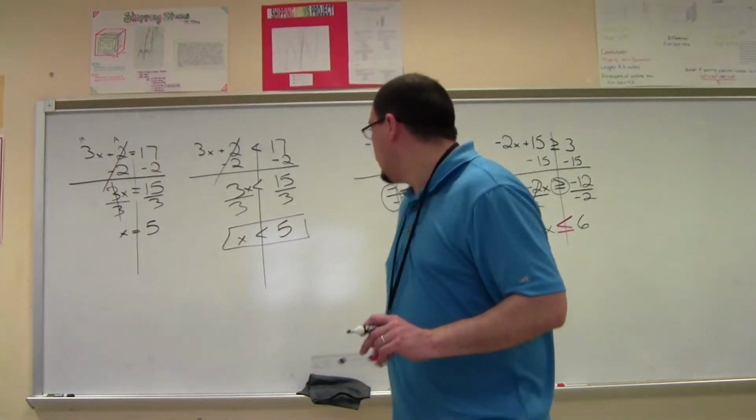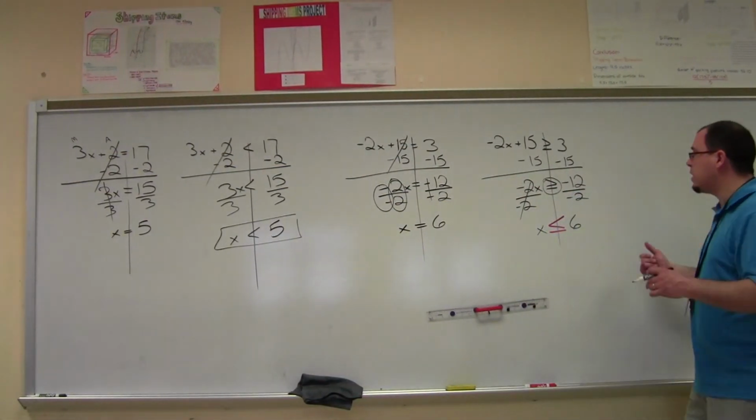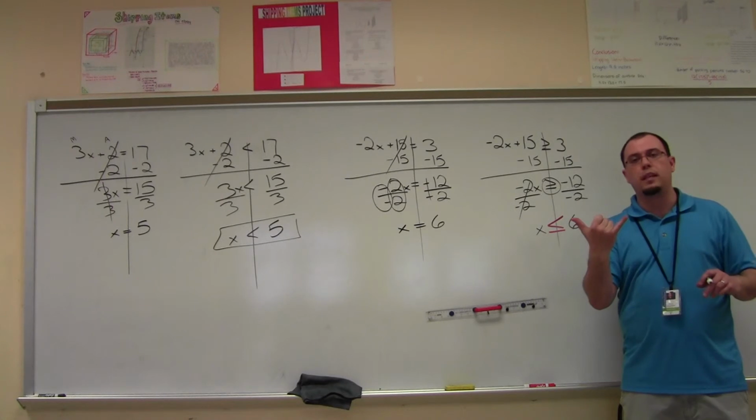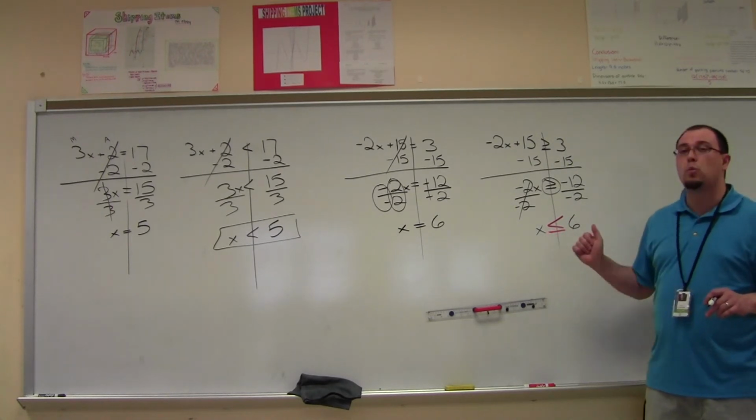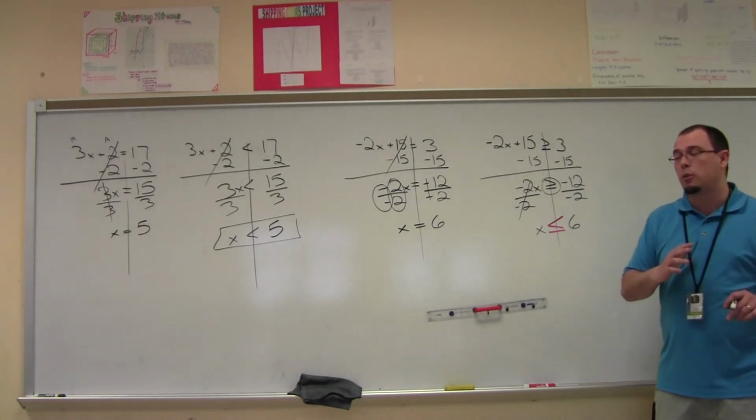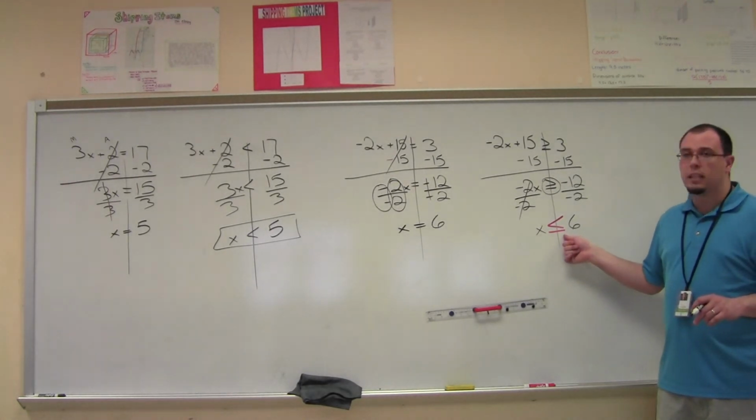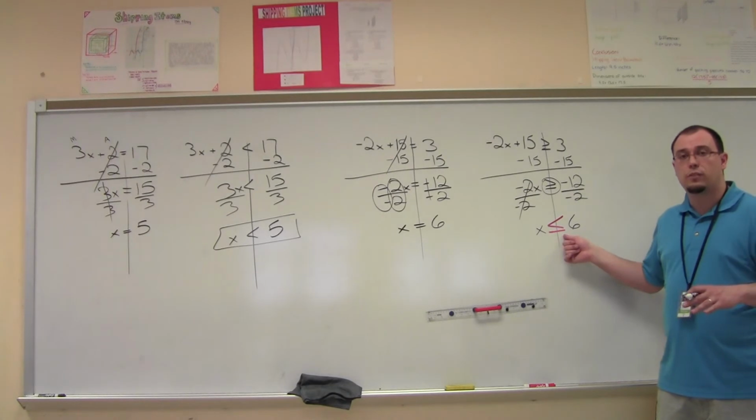So that's the whole reason we do it. Whenever we multiply or divide by a negative, what's happened is our number line flipped. So we have to acknowledge the fact that this was further away from 0 in one direction. It's now further away from 0 in the other direction. So instead of being less than, it'll be greater than, or vice versa.